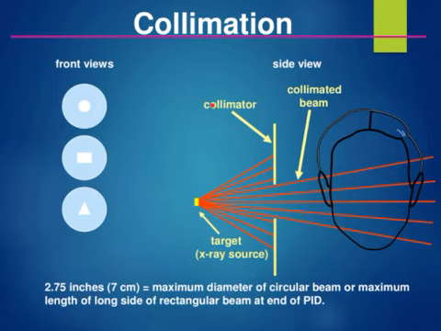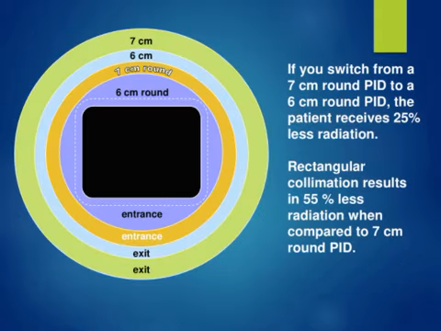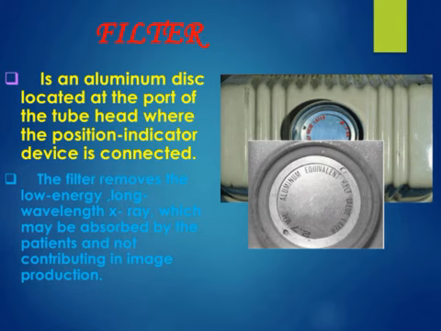So you can have a circular collimator which looks like a CD, a rectangular collimator, and also a triangular collimator as well. Always remember, circular collimators give more exposure than the rectangular ones. So the difference is around 55%. A rectangular collimator gives you only 55% of the total radiation that is given by the circular one. Filtration, as we discussed, removes the low energy, longer wavelength X-rays.